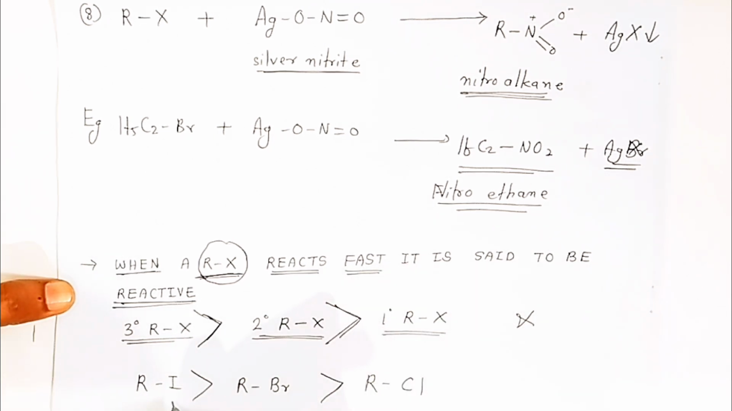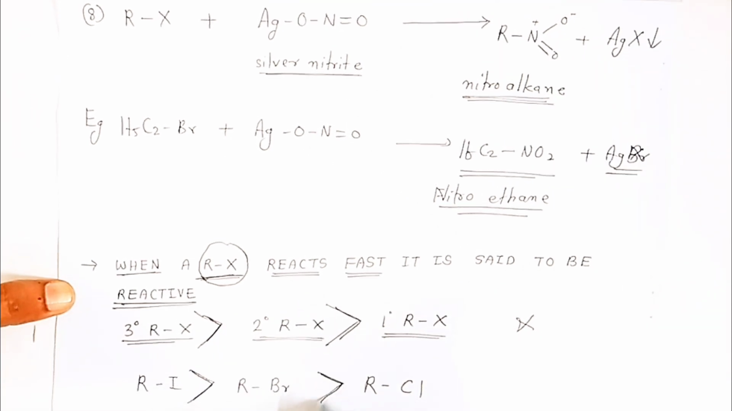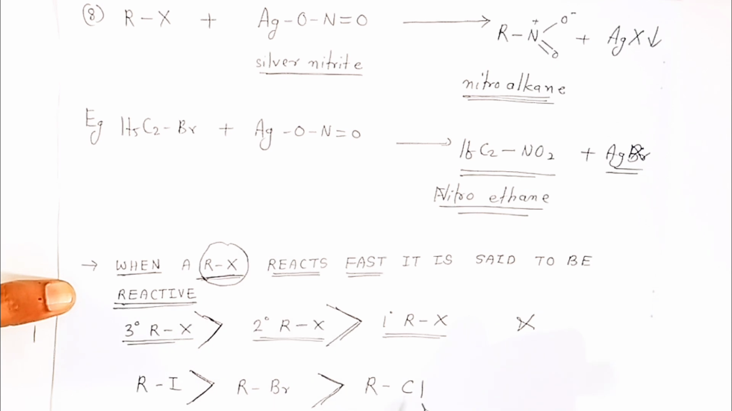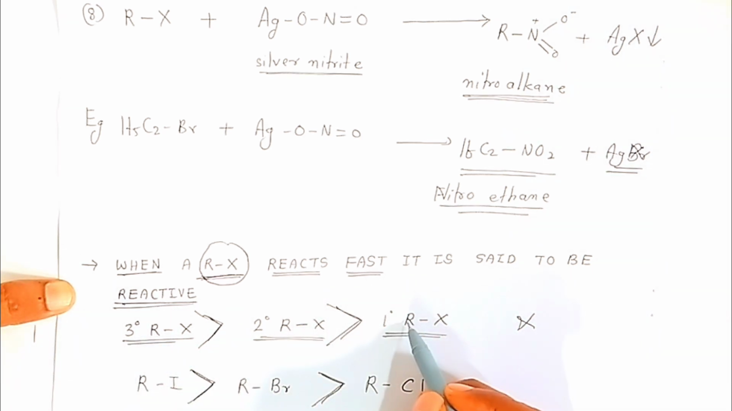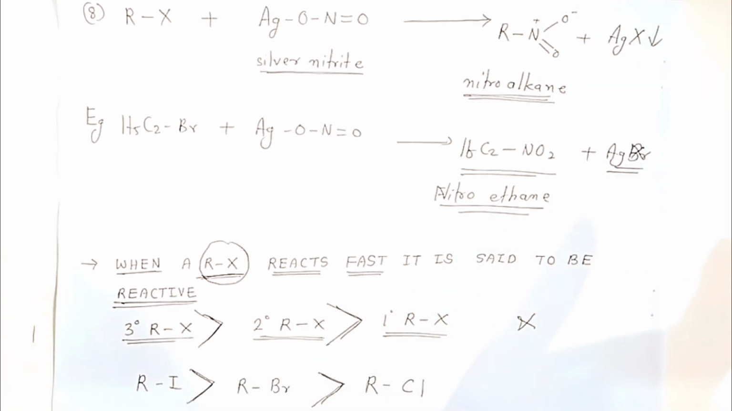Same way, students, when you go alkyl iodide, alkyl bromide, alkyl chloride, here the alkyl iodide will be more reactive as compared to alkyl bromide, as compared to alkyl chloride. So this way I have explained the reactivity of the alkyl halide depending upon the different alkyl. Here we have third degree alkyl halide, second degree alkyl halide, and first degree alkyl halide. This is about the nucleophilic substitution reactions that we have seen.